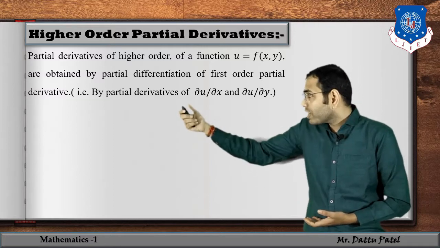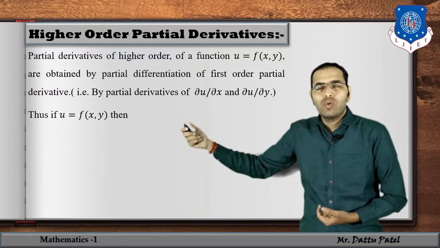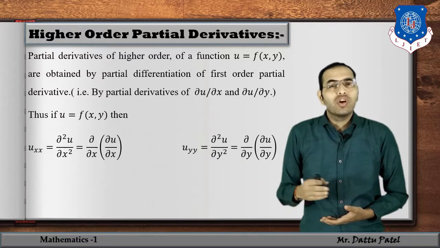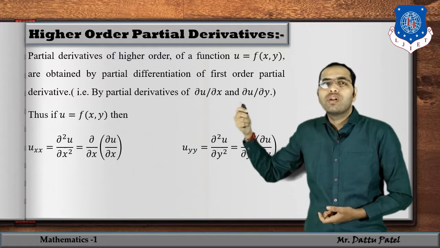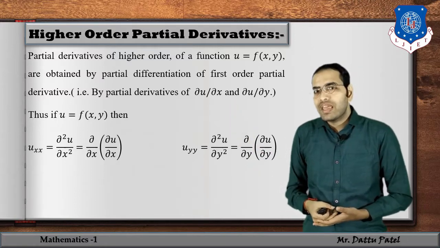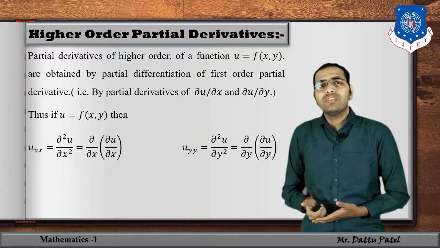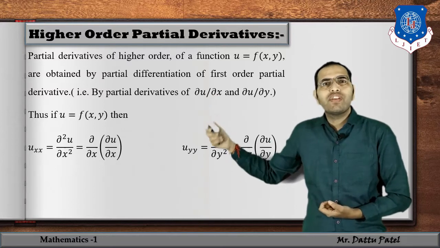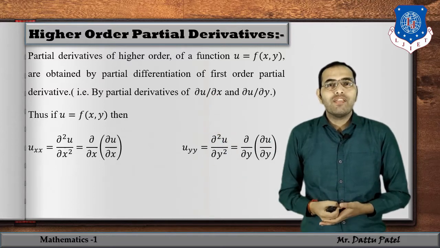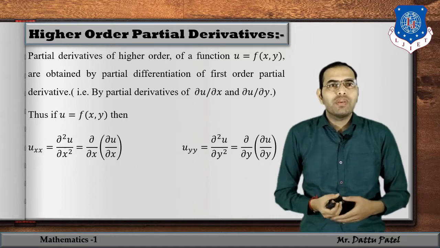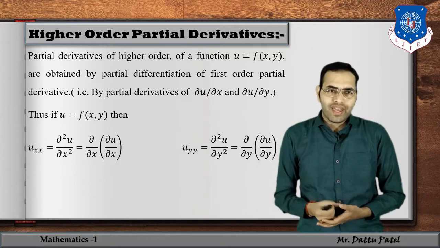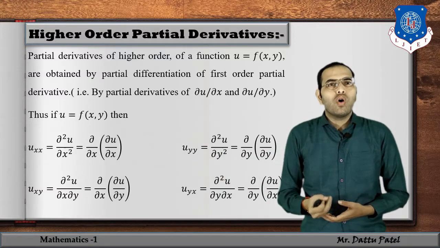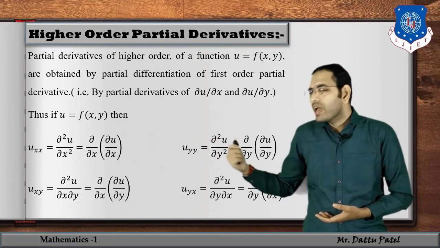Now according to the second order derivative, we can write uxx, or u with suffix xx, or we can also write del square u by del x square, or del by del x of del u by del x. Similarly for uyy, we can write del square u by del y square, or del by del y of del u by del y. Similarly we have the derivative with respect to x and y, meaning uxy or uyx. First uxy, we can write del square u by del x del y, or del by del x of del u by del y.